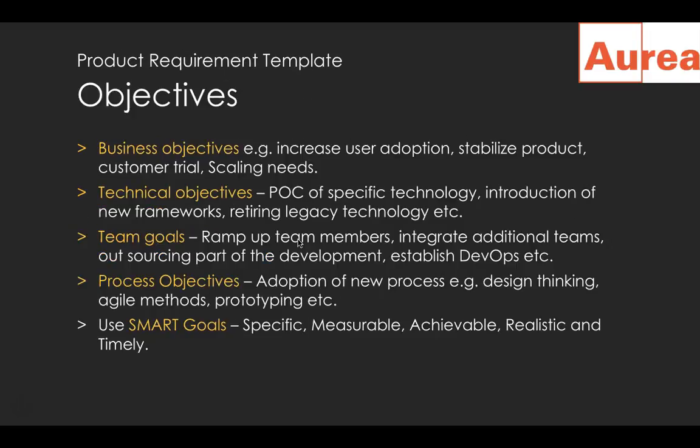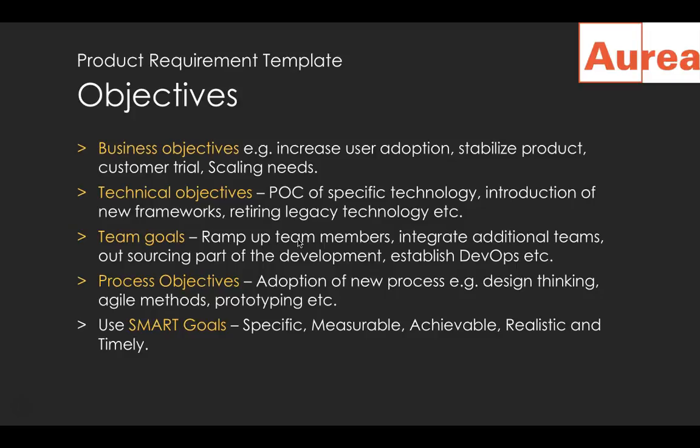Next is objectives, business objectives, to highlight them as statements like increase user adoption by 20% and so on and so forth. And technical objectives, team goals, the goals which the product team will have, which could be complementary to the business goals, such as ramping up team members on specific technology or even expanding the team capability by outsourcing part of the product development.